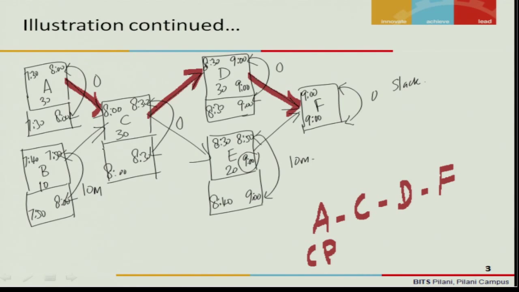So if there is a delay in the non-critical path, it will not affect the overall project timeline, of course within a slot, okay. Whereas in the critical path, if there is a delay, it will directly result in a delay in the entire project, and that is why we call it a critical path.